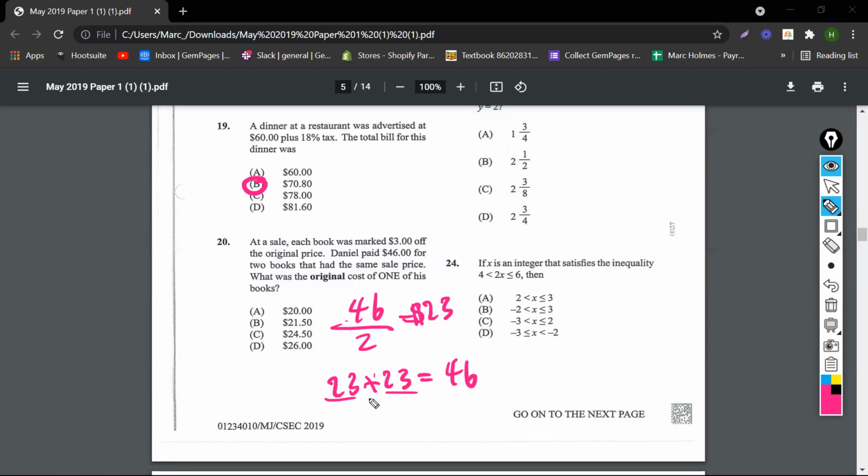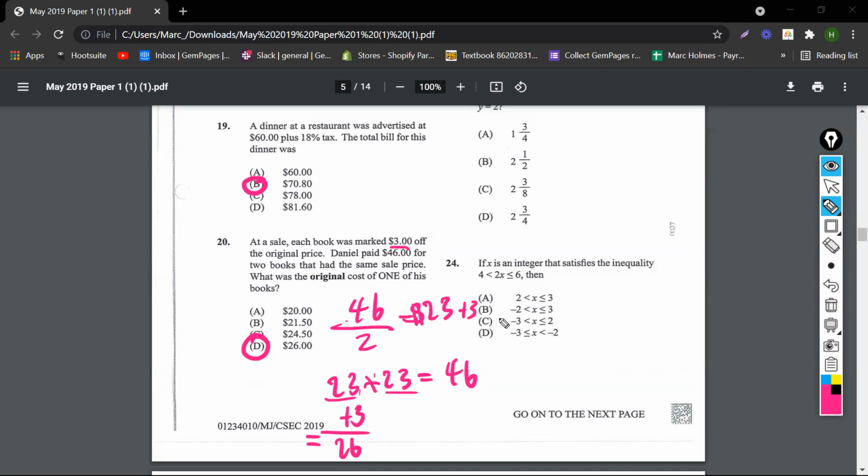So the original cost for one of the books, I have to add $3 because remember there was a $3 mark off for the price, which would be $26. So the answer would be D. If we add 3 to the 23, the answer would be D.